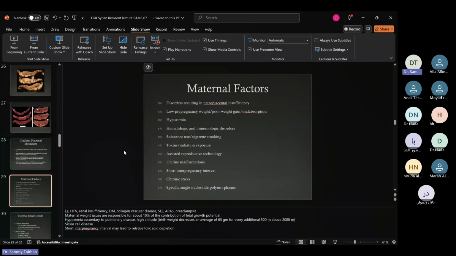So maternal factors that are involved with fetal growth restriction are many. The most common would be diseases resulting in placental insufficiency. Those are things like high blood pressure, diabetes, poorly controlled asthma, and others. But there are many other conditions that can lead to fetal growth restriction, with a notable contribution from assisted reproductive technology such as IVF, as there is a significant association between those two entities.